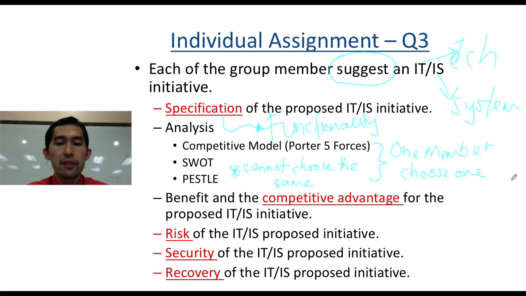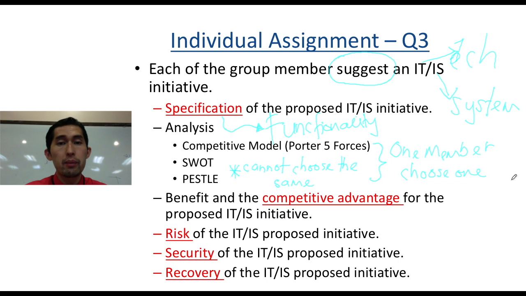From that, we then move on to the benefit and the competitive advantage proposed by your proposed information technology or information system initiative. Based on your suggestion, based on your technology or hardware change or information system or functionality change, you will then have to identify what the benefits are and how, by doing this, it provides the company a competitive advantage. That's the next point.